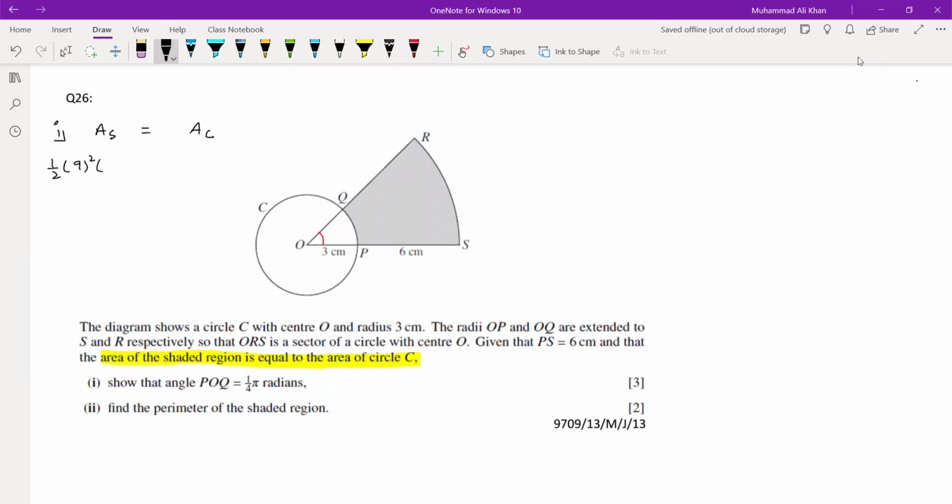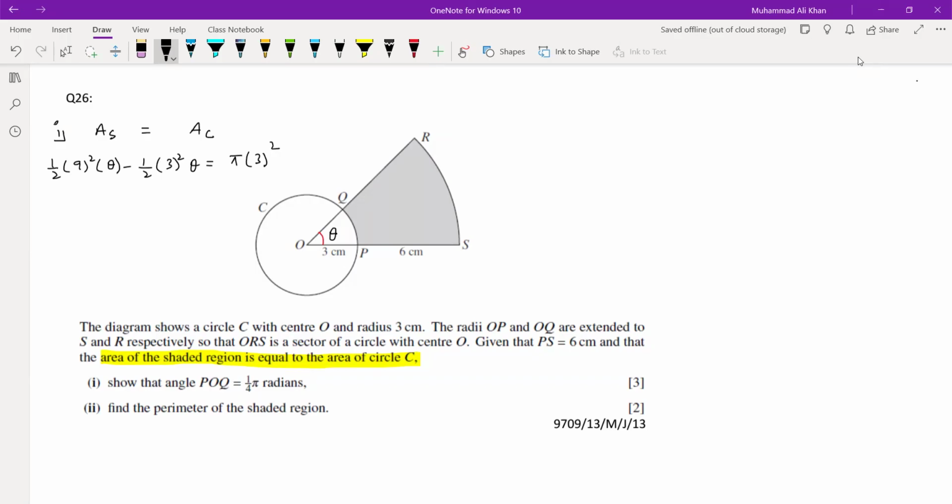Let's say this is theta. Half R squared theta minus half R squared theta for small sector. The radius is 3. This equals area of circle, pi R squared, pi into 3 squared. Any confusion? Area of big sector minus area of small sector equals area of circle.